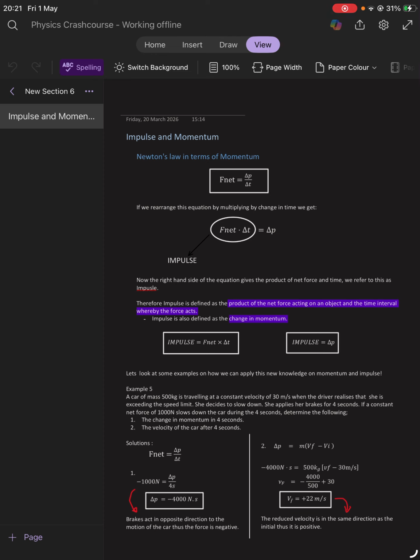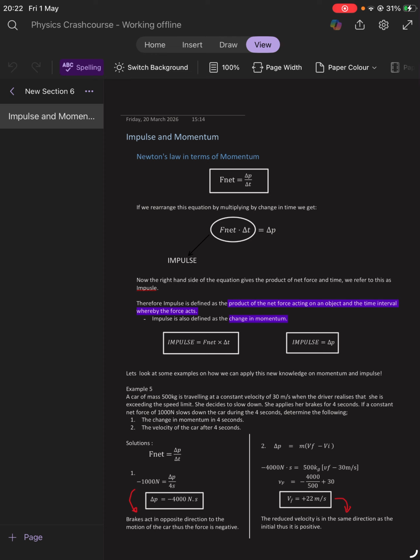So now going into question 2, we are asked to determine the velocity of the car after that 4 seconds. Well, momentum is simply the product of mass and velocity. We already have the mass of the car, and we already have the initial velocity. So knowing that the change in momentum is negative 4,000 newton seconds, then we can use that information plus the mass of the car and the initial velocity in order to determine the final velocity. So the final velocity will simply be positive 22 meters per second.